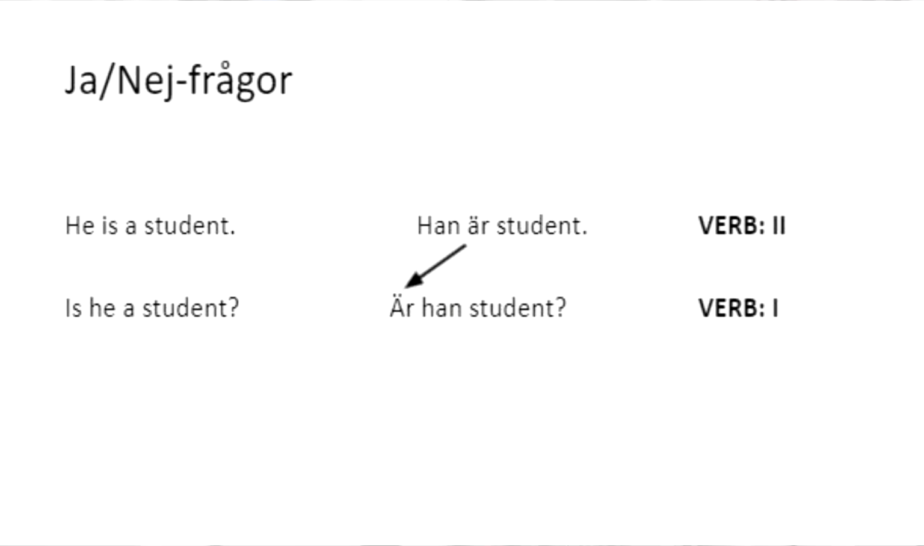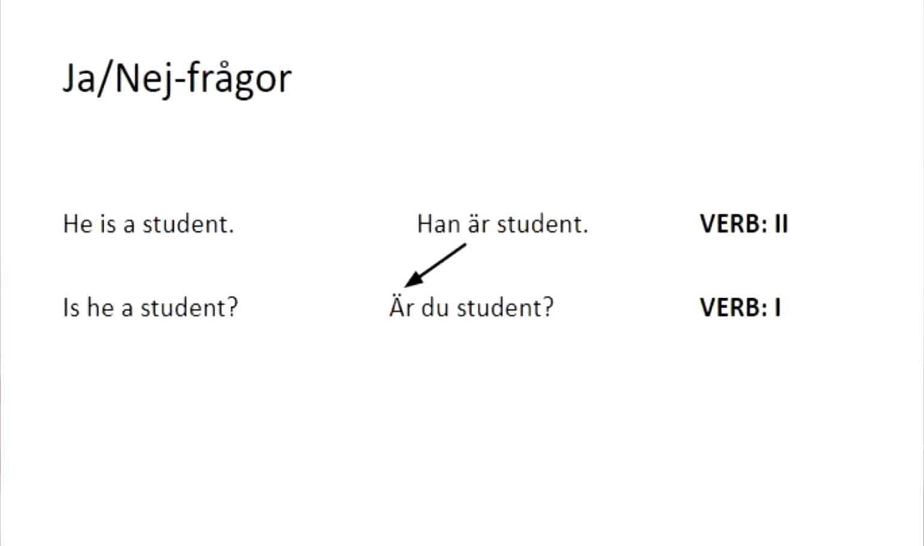On this step, we learn how to formulate questions, and namely questions that ask for yes or no as an answer. Let's have a look at the English example first, and then we will see how it translates into Swedish. He is a student. Is he a student? Yes or no? Is he a student is a yes-no question because it asks for yes or no as an answer.